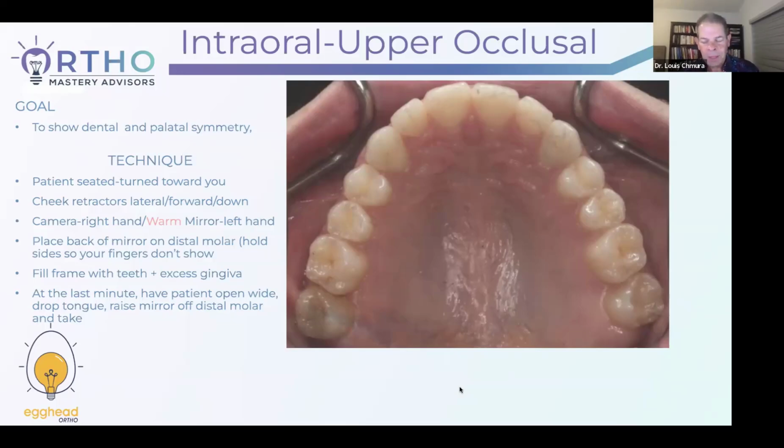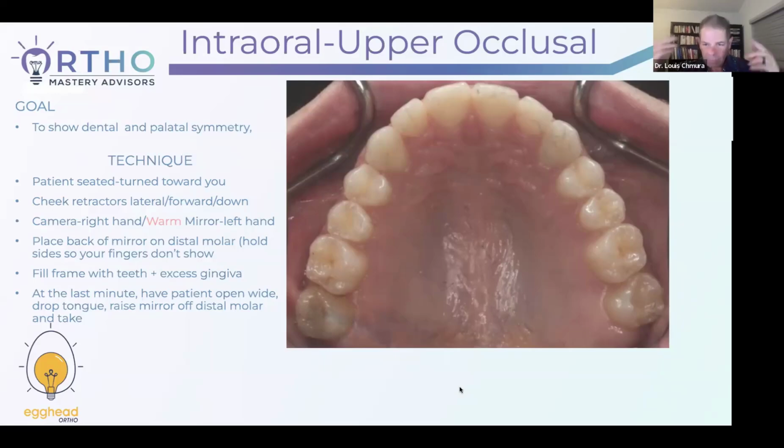I would then place the mirror in and against the upper second molars. And I would then take my camera, get the right angle. Then I would focus it, press halfway down and focus. And at the last second, I'd say, I need you to open real wide. They would. I would drop the mirror off of the second molars and snap the photo right now. Okay? That's how you get them this way.